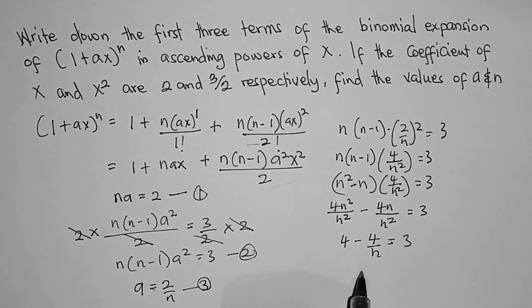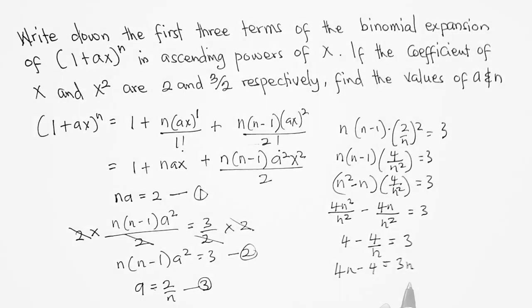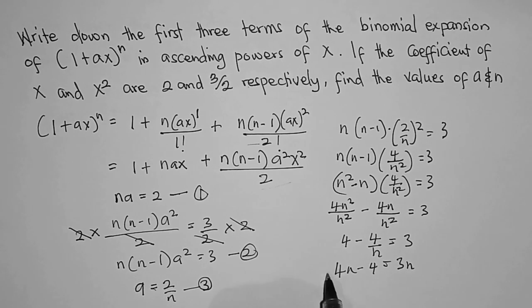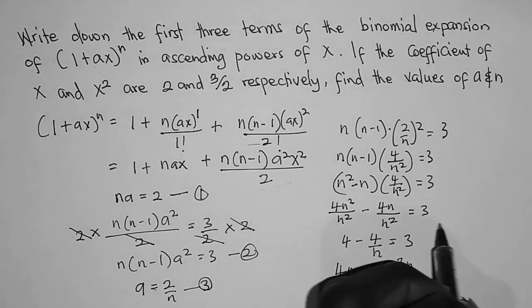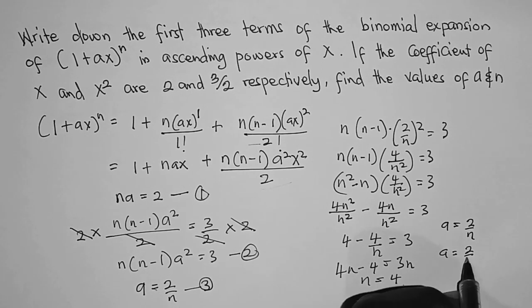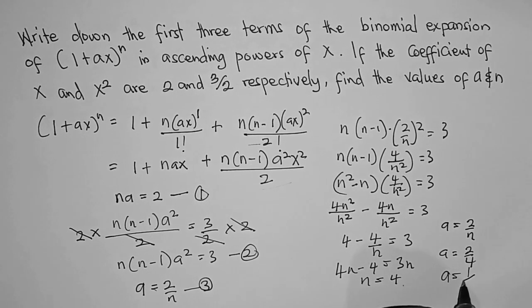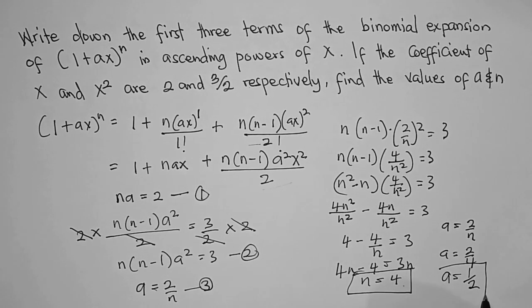So let's multiply through by n. So it becomes 4n minus 4 is equal to 3n. So making n the subject, if we bring 3n here, it becomes n is equal to 4. Now that we have n equals 4, we can substitute it into equation 3 to find the value of a. Because we know that a is equal to 2 over n. So a is equal to 2 over 4, and therefore a is equal to 1 over 2. So the value of n is 4 and the value of a is 1 over 2.